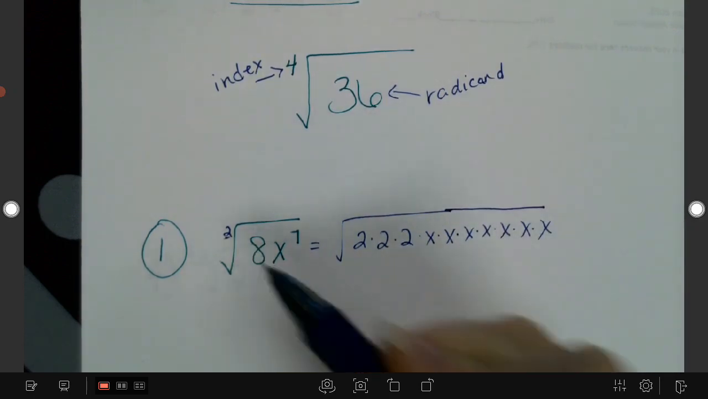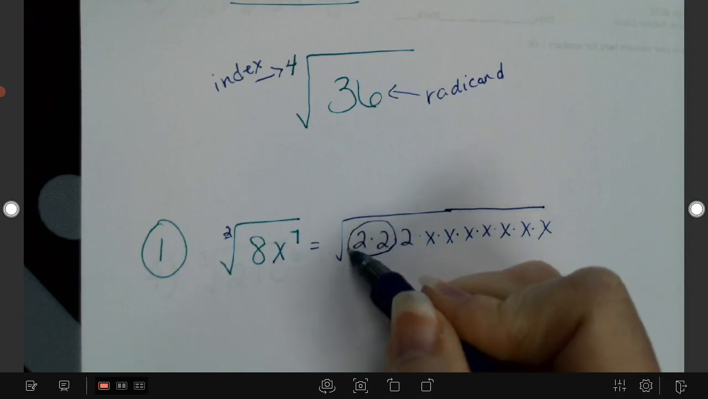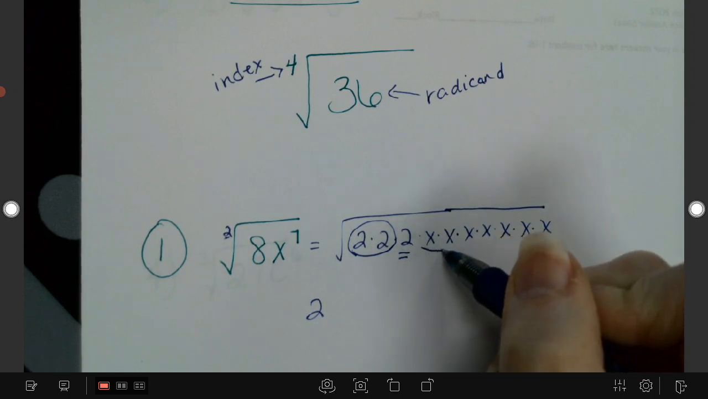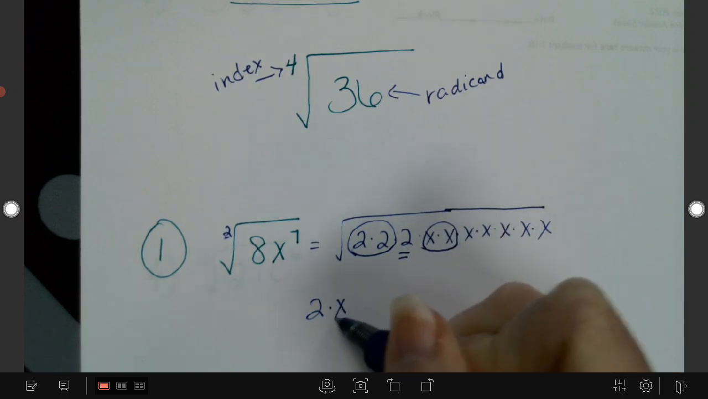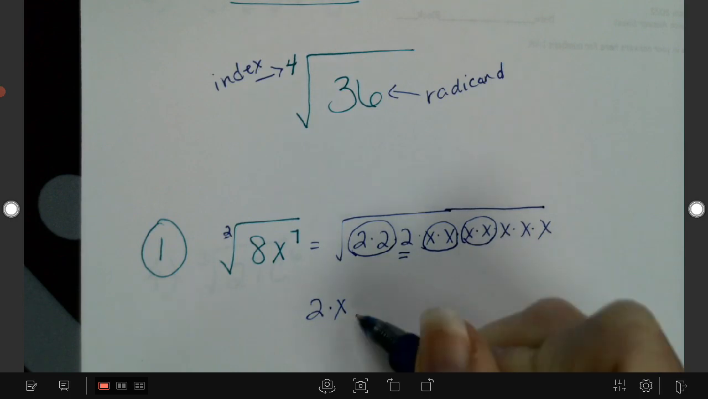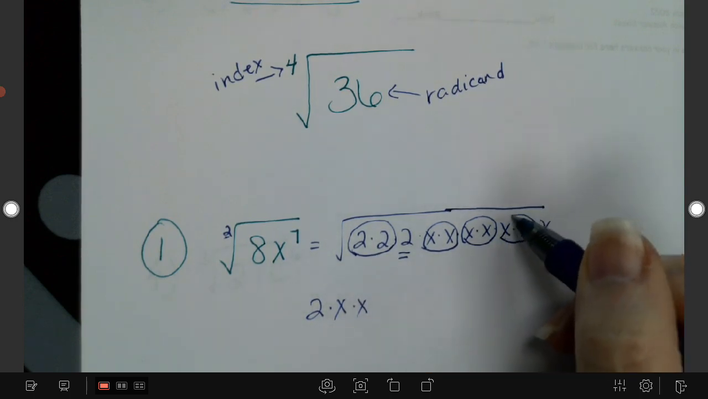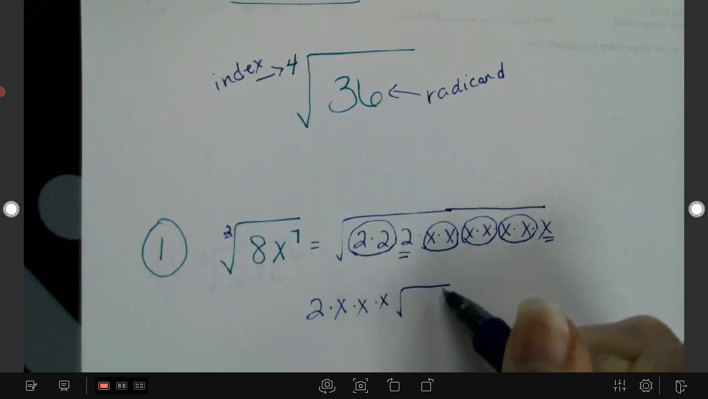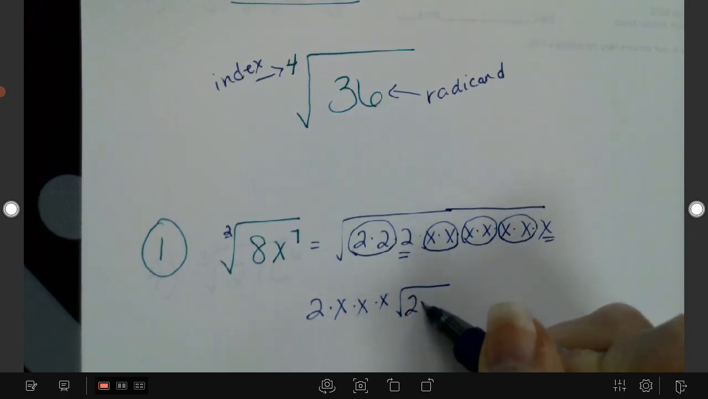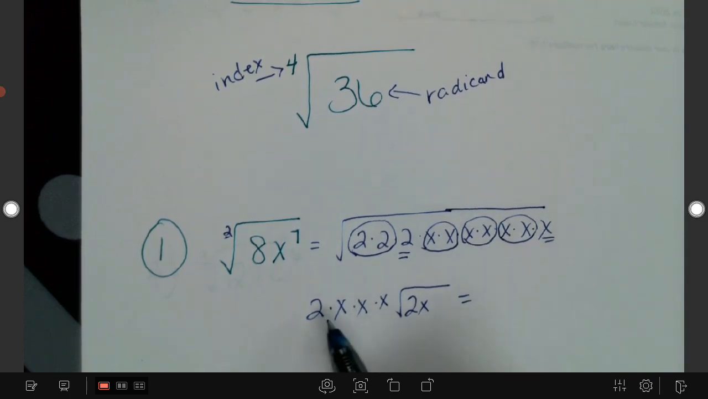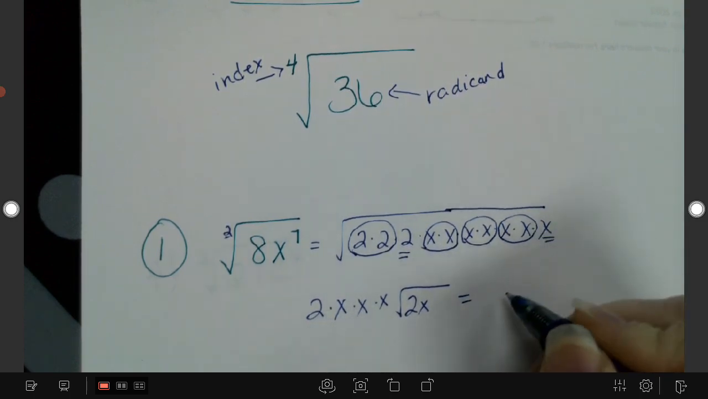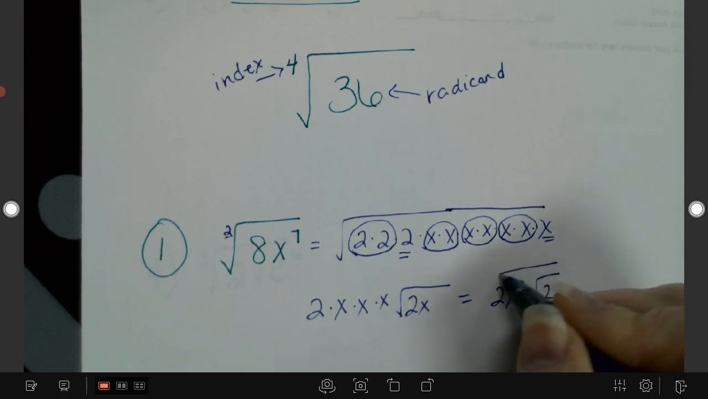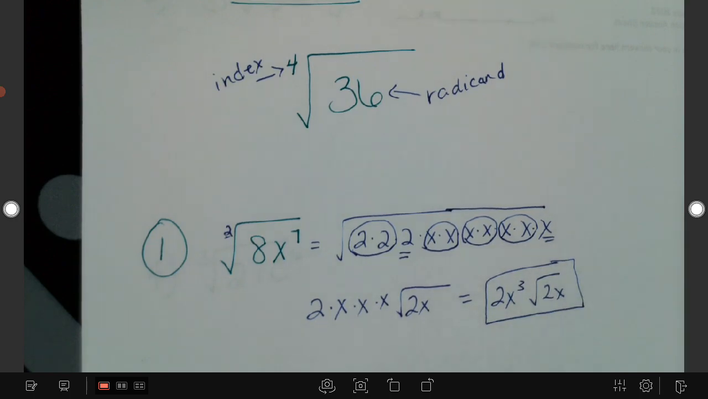Where root is 2, so we want 2 of these, and they come out as 1. So this guy stays under. 2 of these come out as 1. These 2 come out as 1x. These 2 come out as another x, and then this guy stays under. So under the square root is still the 2x. Outside the square root, we have 2 and x times x times x, which is 2x to the 3rd, and then the square root of 2x. And this is your final answer.